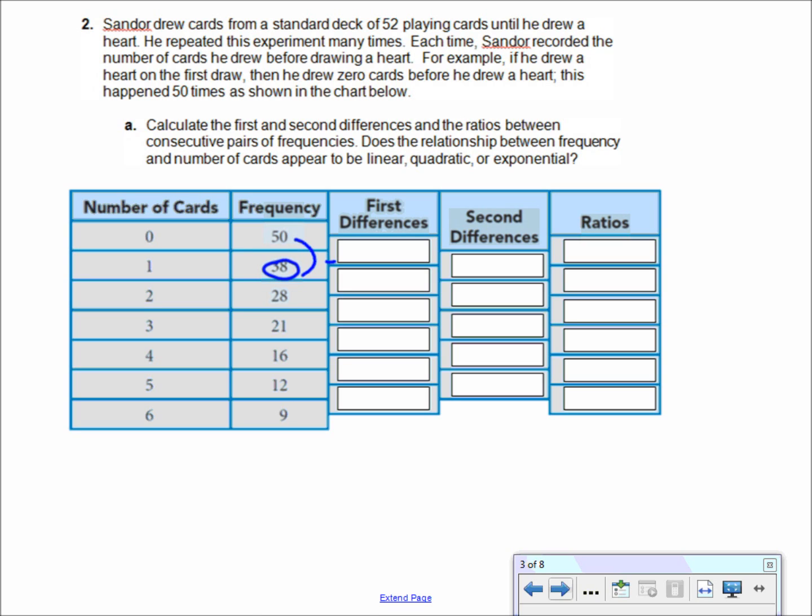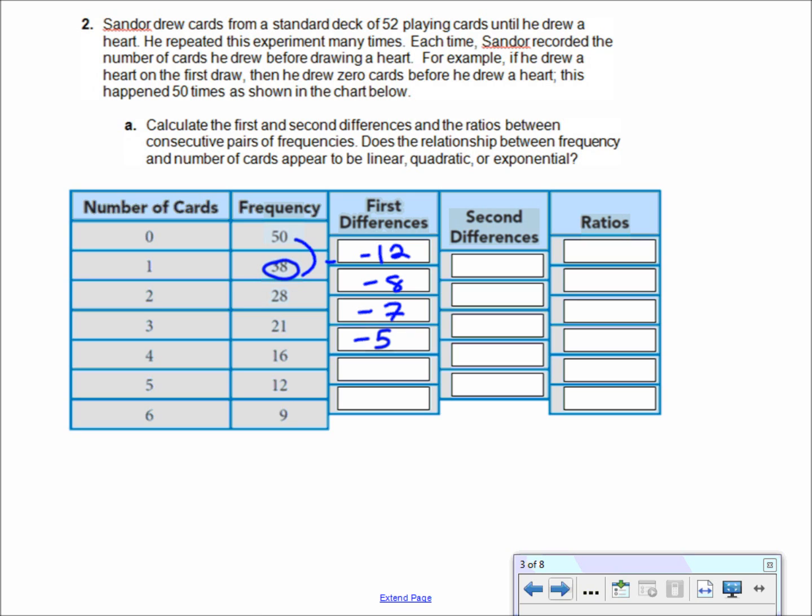So for our first difference, we're going to go 38 subtract 50, and I got negative 12. Then I'm going to go 28 subtract 38, and I get negative 8. Then 21 subtract 28, and I get negative 7. 16 subtract 21, and I get negative 5. 28 subtract 38.